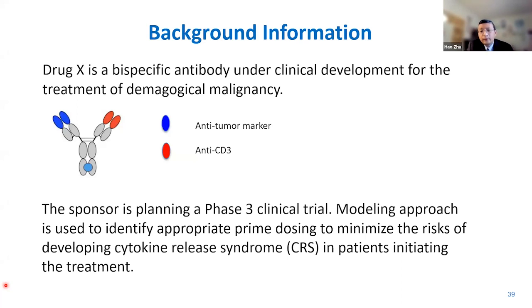A common issue for bispecific antibody treatment is the potential for developing cytokine release syndrome, which depends on the severity and sometimes can be life-threatening. So to minimize the risk of developing severe cytokine release syndrome is the key issue for developing the dosing regimen for a planned phase 3 trial. And therefore, modeling simulation was applied to evaluate alternative priming dosing regimen with the objective to minimize the risk for developing severe cytokine release syndrome, in the meantime to achieve sufficient anti-tumor effect. Next one, please.